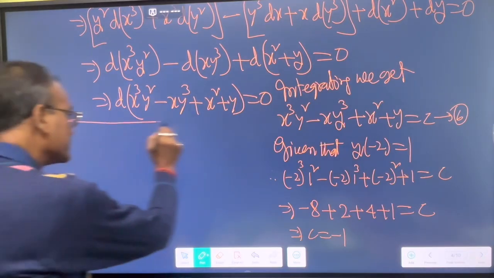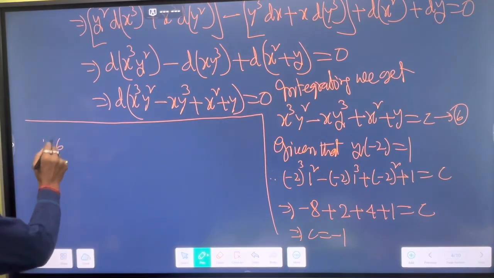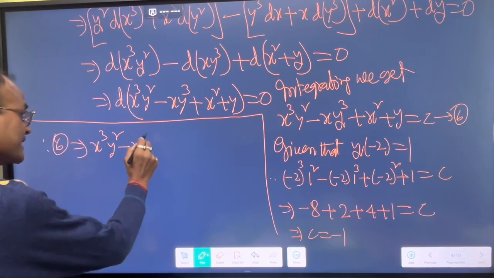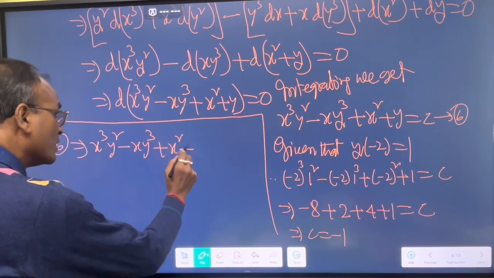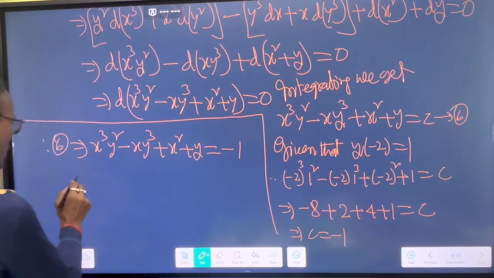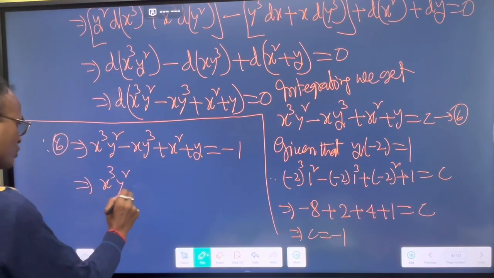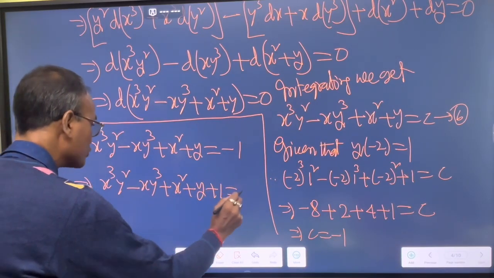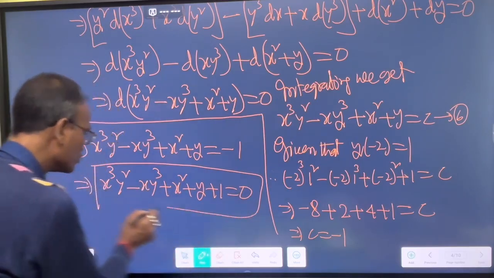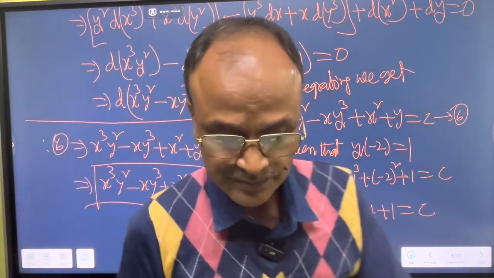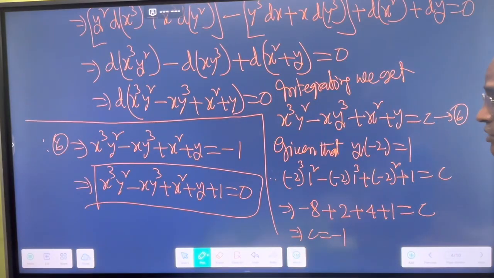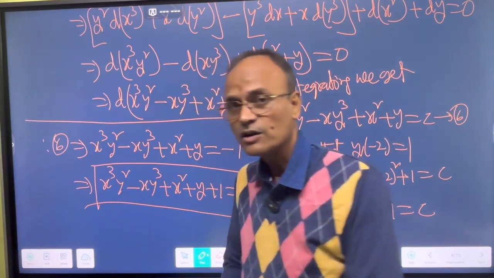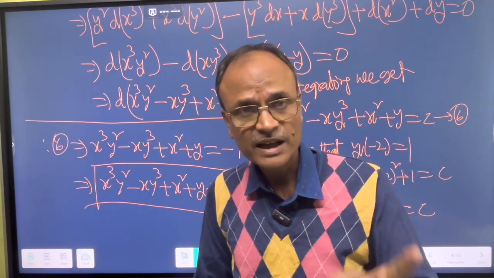Therefore, from 6 you will get x³y² − xy³ + x² + y equal to −1. Or you may write x³y² − xy³ + x² + y + 1 equal to 0. This is the solution of the given differential equation. This is the solution of the differential equation 12. We have solved so far two problems, 11 and 12.